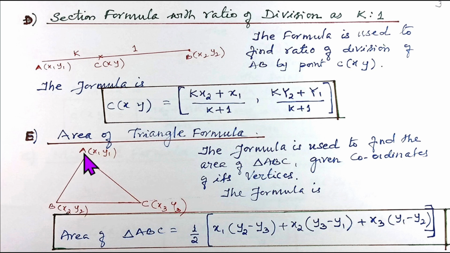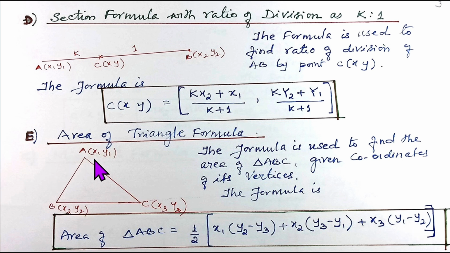The coordinates of the point vertex A is (x1, y1), B is (x2, y2), C is (x3, y3) are the coordinates of the vertices of this triangle in a coordinate plane. Then we have to find the area of this. We use a formula called the area of triangle formula. So the area of triangle ABC is equal to half times x1 in the bracket (y2 minus y3) plus x2 in the bracket (y3 minus y1) plus x3 in the bracket (y1 minus y2).